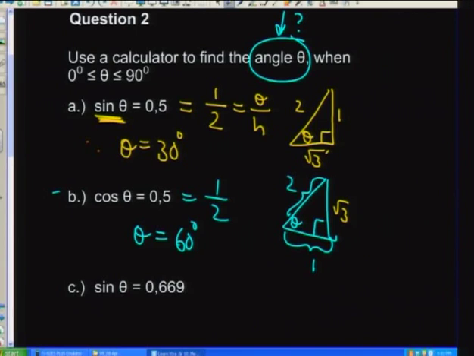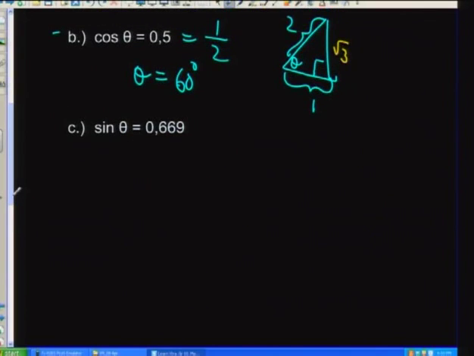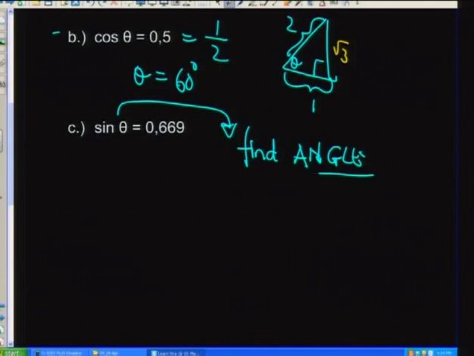So if we go further down, if we have sine theta equals 0.669, how do we find the angle? Well, the calculator will find the angle by using the button sine to the minus 1. What you don't do is write the sine to the minus 1 in your working. You go straight to your calculator, you find it, and you write it in here. Therefore, theta equals. When it was 0.5, we got 30 degrees. Now it's 0.669. Let's see what the calculator gives us.